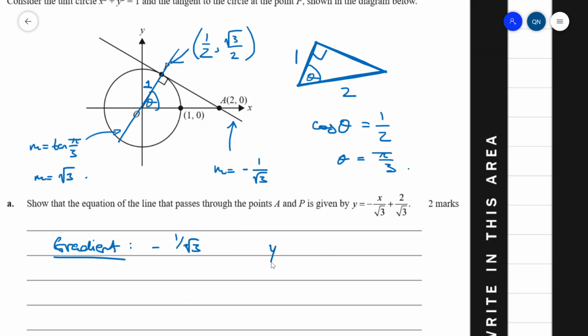So far we have y is equal to negative 1 on root 3 times x plus c. Now we just have to figure out c. Let's plug in the simplest point we know, which is (2, 0), a point that the line lies on. So we have 0 is equal to negative 1 over root 3 times 2 plus c. That tells us that c must be equal to 2 on root 3 if you bring it over. So therefore, y is equal to negative x on root 3, plus 2 on square root of 3.